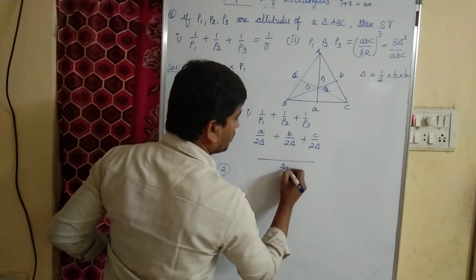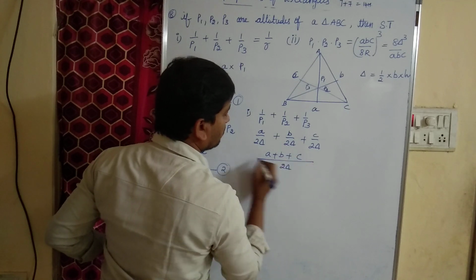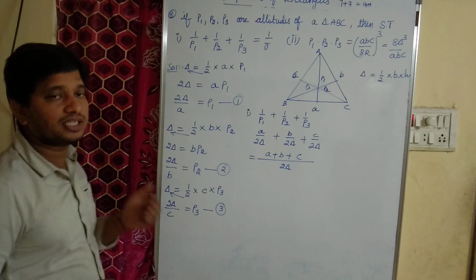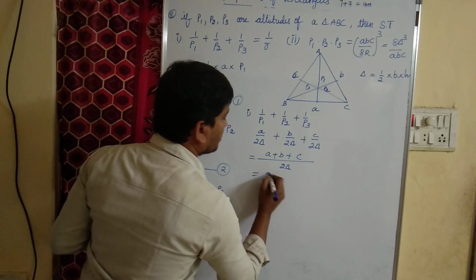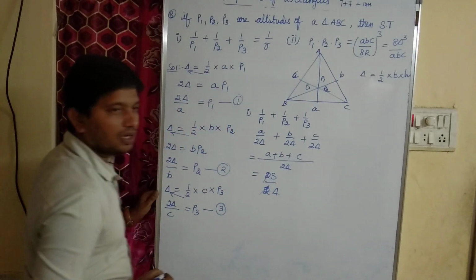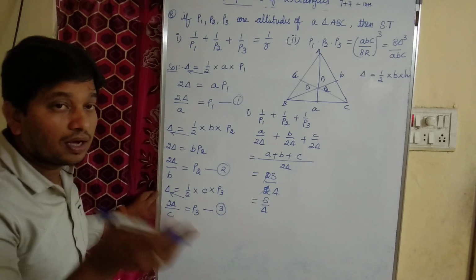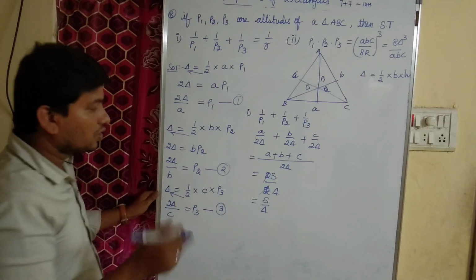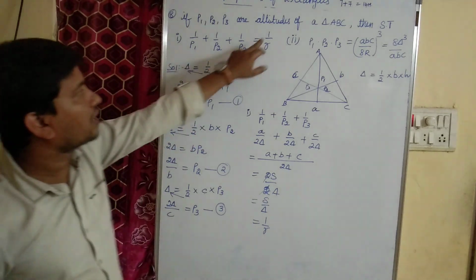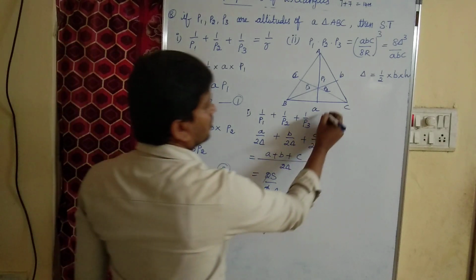As the LCM is 2 delta, so directly we can add numerators A plus B plus C. We know that the formula for S is A plus B plus C by 2. So A plus B plus C means 2S by 2 delta. 2 gets cancelled. So we got S by delta. We know that the formula for R is delta by S. So S by delta means what? 1 by R. Actually they are asking to prove that only 1 by R. Okay. Now coming to second problem.